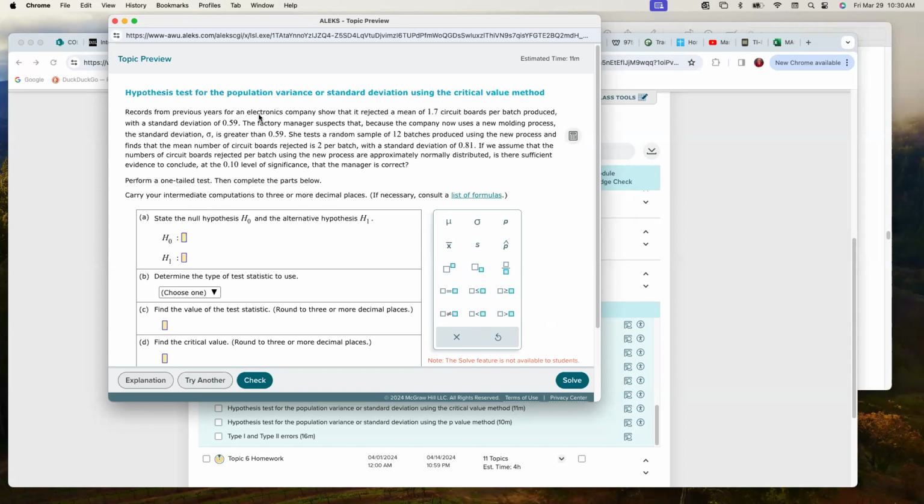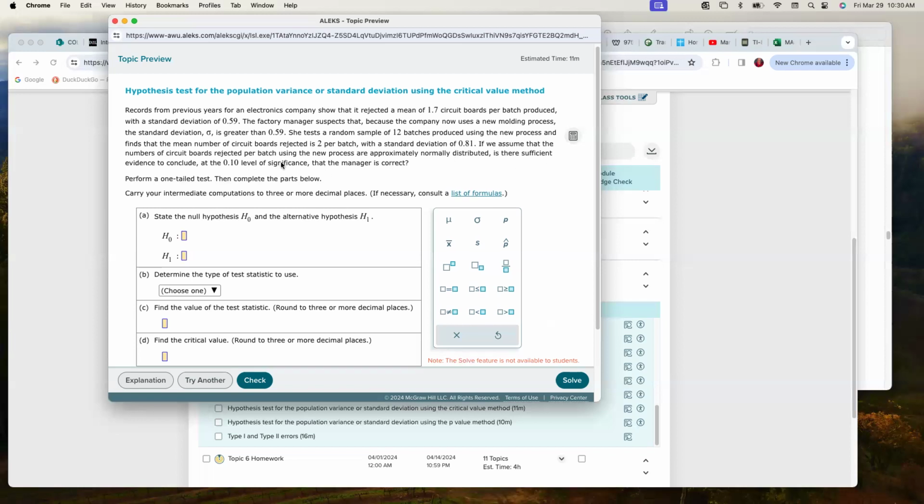Anyway, the factory suspects that now it's using a new molding process, it's going to up the standard deviation. So they get a random sample of 12 batches, and they find that the sample standard deviation is 0.81. We want to assume that the number of circuit boards is approximately normal, so the conditions all hold, and we're using an alpha of 0.10 here. So let's begin the typing.